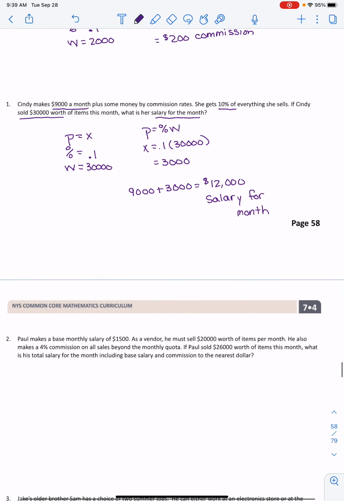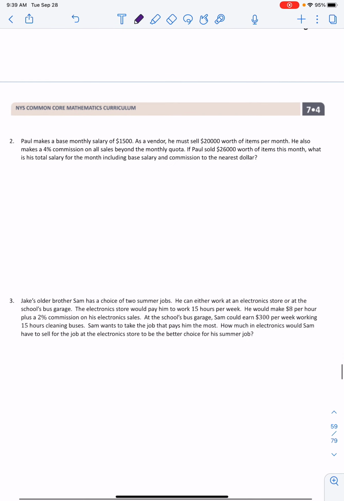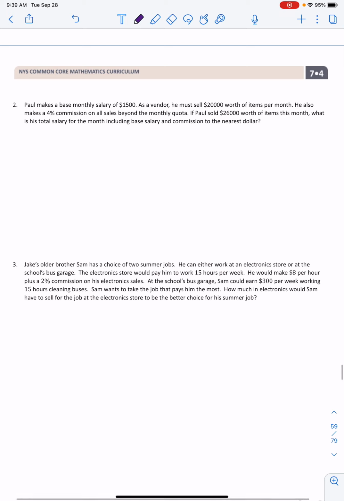Our next example. Paul makes a base salary of $1,500. As a vendor, he must sell $20,000 worth of items a month. He also makes 4% commission on all sales beyond his quota. If Paul sold $26,000 worth of items this month, what is his total salary for the month, including his base salary and commission to the nearest dollar?